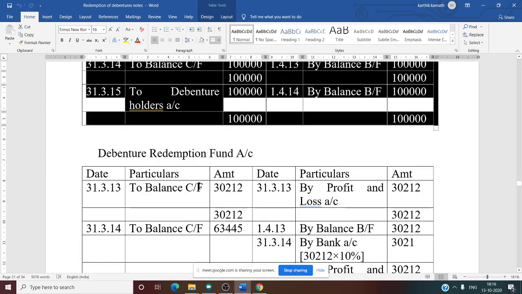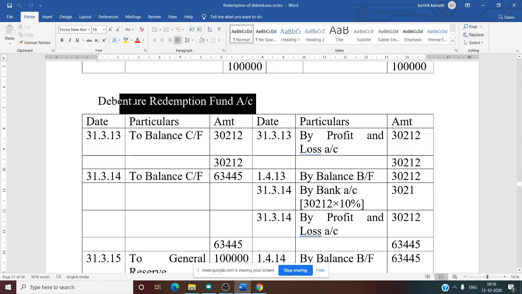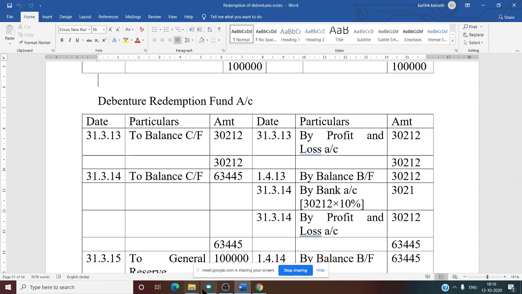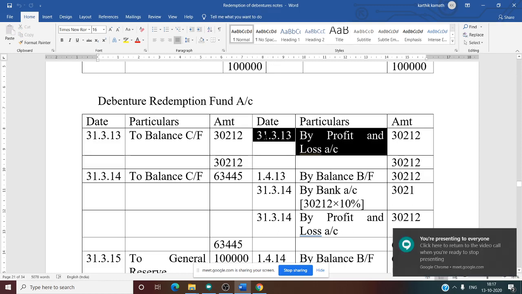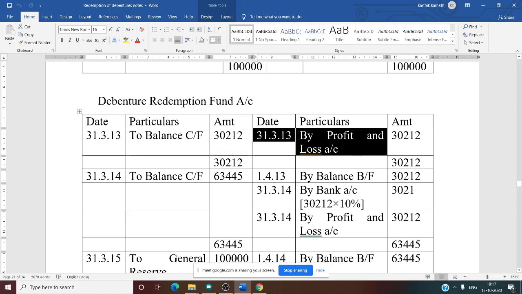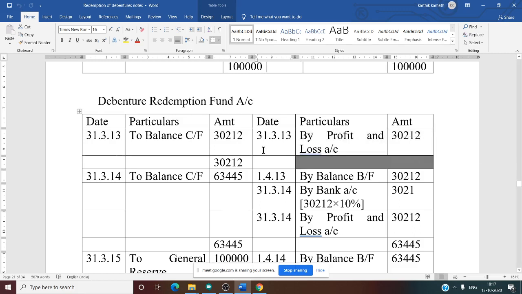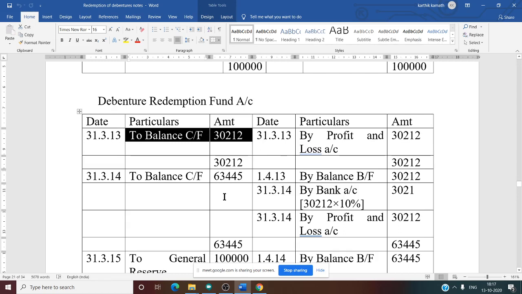Next is the debenture redemption fund account. The debenture redemption fund account has a credit balance, so we start from the credit side. First thing you need to write is the profit and loss appropriation account, from the working note: 30,212. Journal entry is profit and loss account debit to debenture redemption fund. In the first year there is no interest, so close the first year at 30,212.